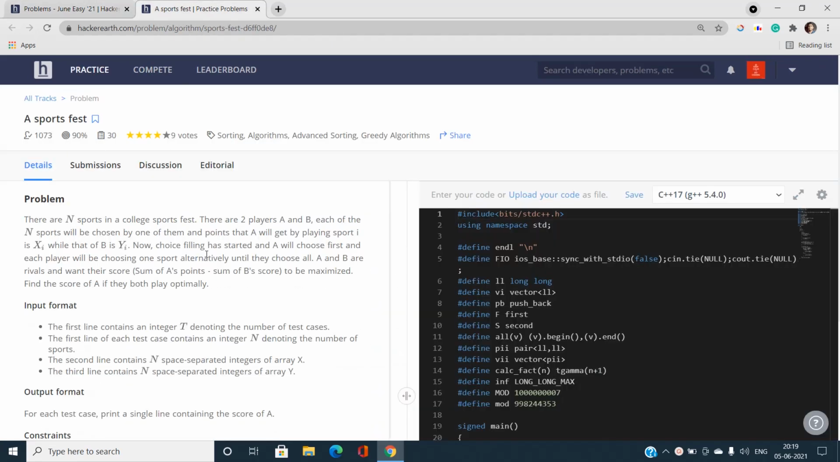This is the third problem of Sports Fest, from HackerEarth June Easy 2021. This problem is actually an interesting problem requiring the concept of sorting algorithms, advanced sorting and greedy algorithms. This advanced sorting is not actually that advanced. Once you are acquainted with it, where you have to sort the pairs or sort the values on the basis of a specific criteria, a specific key, then you can easily solve this problem.